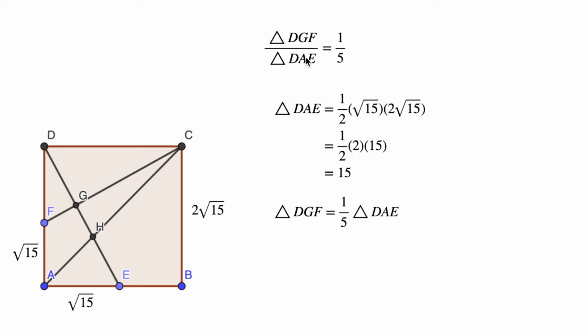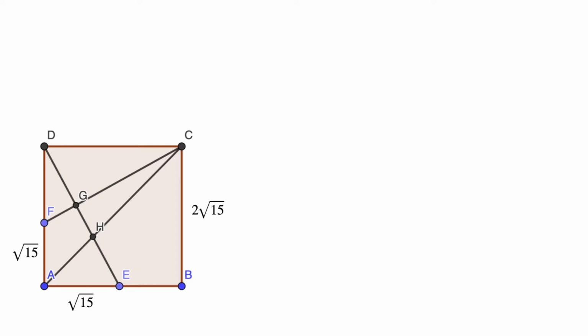Now back to this equation. We multiply both sides by the area of DAE and get that the area of DGF is 1/5 of DAE. Plugging in, we get that the area of DGF is 3. Now we need to find the area of HAE. Like last time, we look for triangle similarities. These two red angles are the same because when you have two parallel lines and a line cutting through both of them, then this opposite angle is the same.